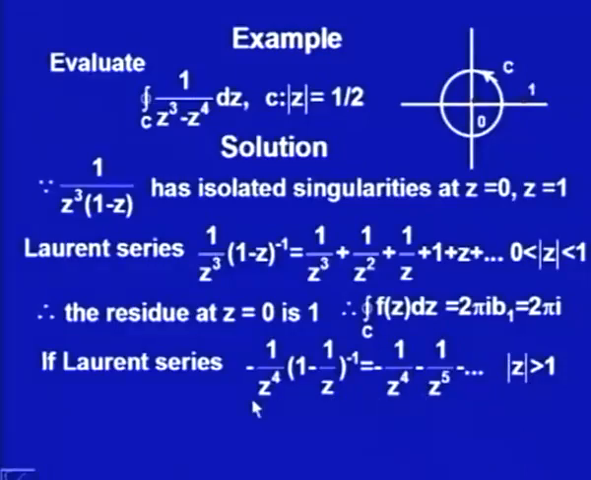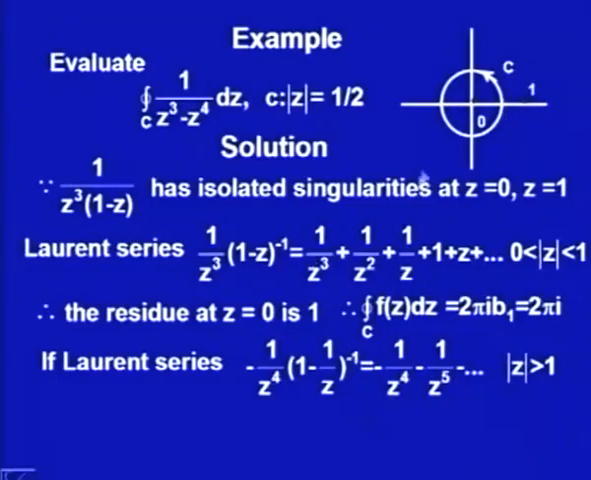This expansion, this series is valid for the disk mod z greater than 1. That is, I would be going outside this one, while I am actually integrating on z is equal to half, and this series is valid for z greater than 1. That is, it is not valid in this region. So, if I am using this series, this would be wrong.